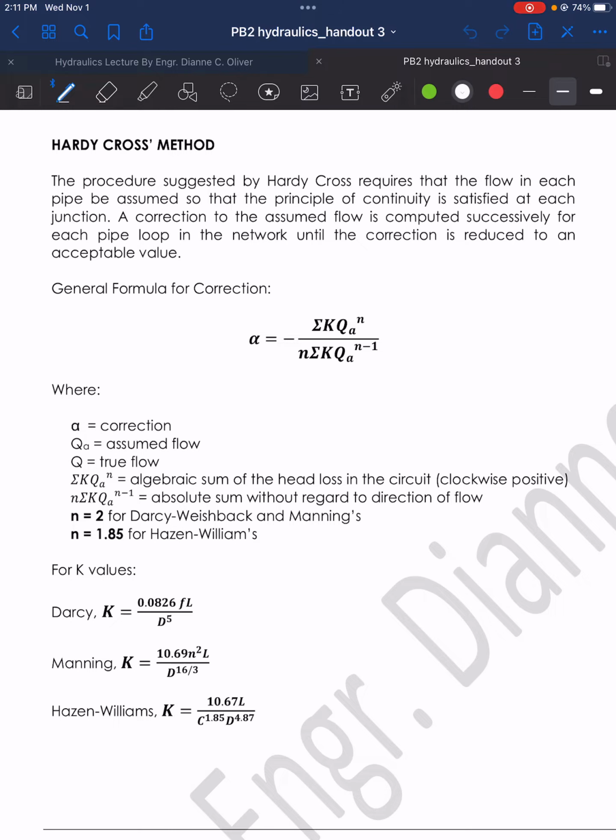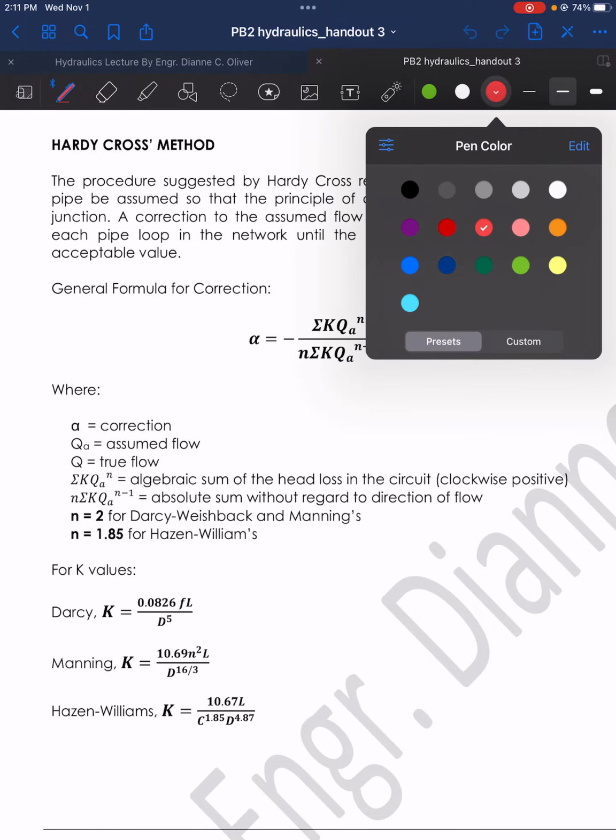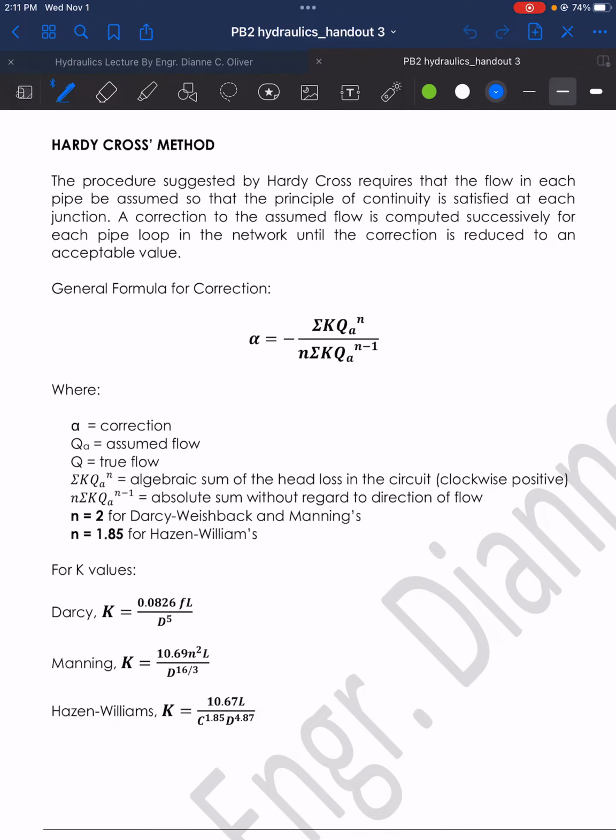A correction to the assumed flow is computed successively for each pipe loop in the network until the correction is reduced to an acceptable value. So this is our target, that the correction be reduced to an acceptable value. So what is the formula for correction? So this is our formula for correction.